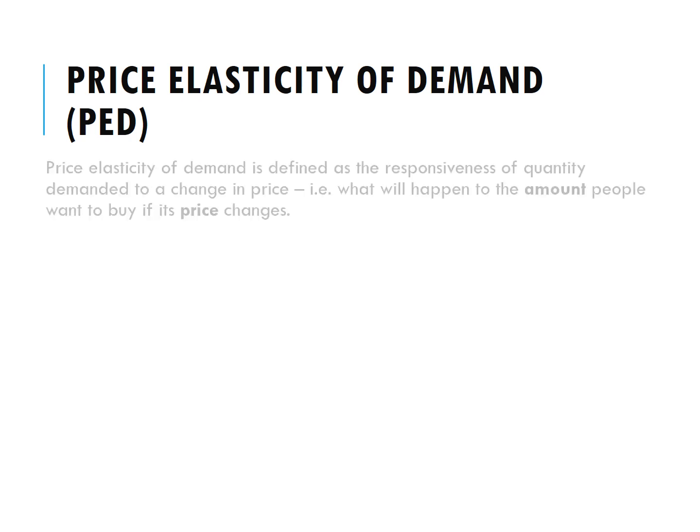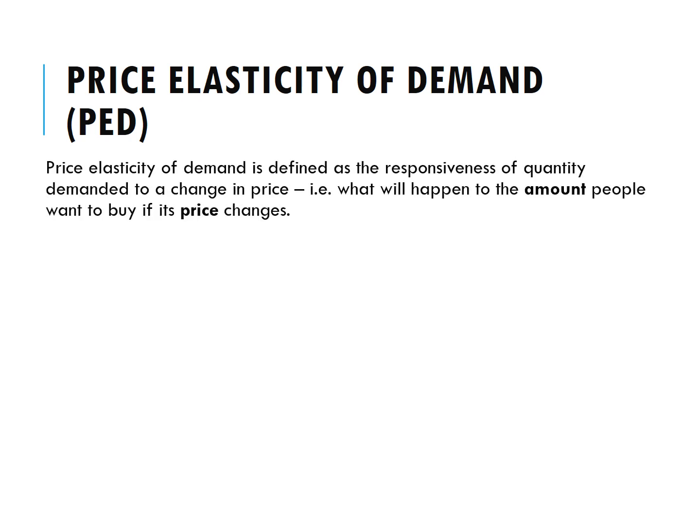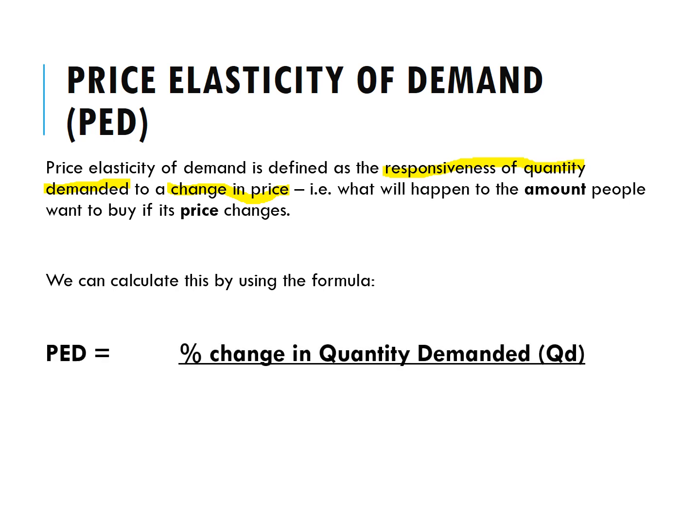So what is price elasticity of demand? Price elasticity of demand is defined as the responsiveness of quantity demanded to a change in price. So if there is a change in price, how will the quantity demanded respond? i.e., what will happen to the amount of people who want to buy the product if its price changes, or how many will people buy if its price changes? And we can calculate this by using a formula. And the formula for price elasticity of demand is the percentage change in the quantity demanded divided by the percentage change in the price of the product.